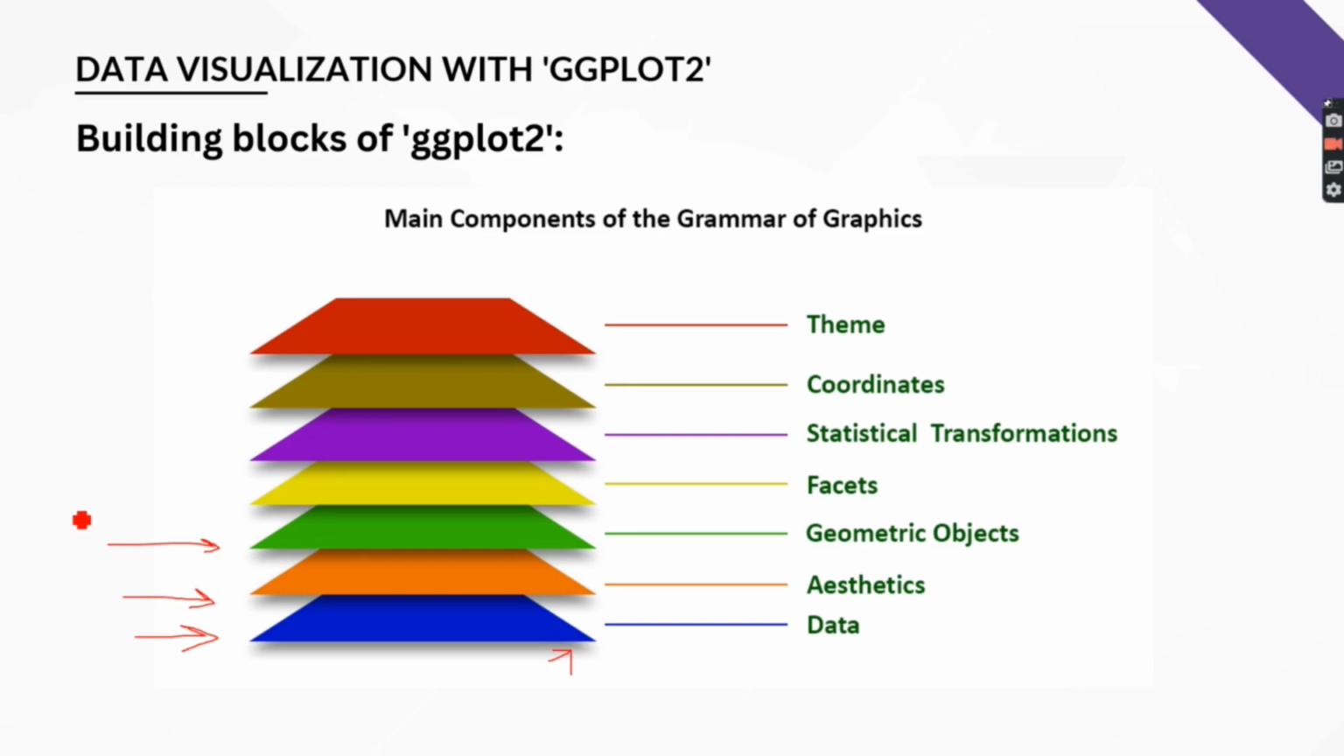Is it going to be a bar graph? Is it going to be a histogram? Is it going to be a bar chart? Then we have facets, statistical transformations. All this extra information is going to be too much and overwhelming for someone who is learning them at first. So we are going to go through these three things only: geometric object, aesthetics, and data.